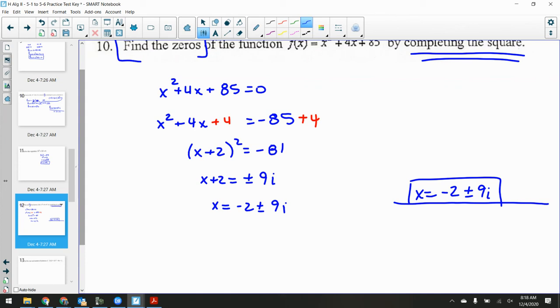See, this is the difference in the problem between number 8 and number 13. Number 8 said to find the vertex form, like rewrite it in vertex form. Number 10 says find the zeros. Okay, a couple more to do. Keep trucking.